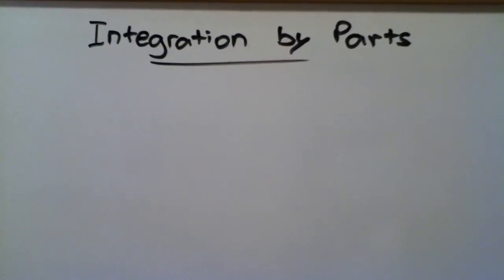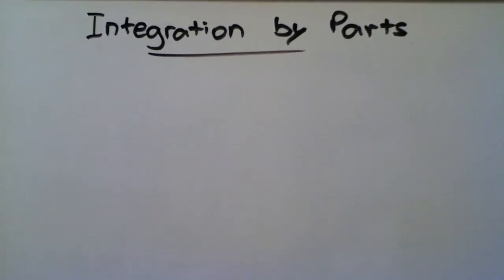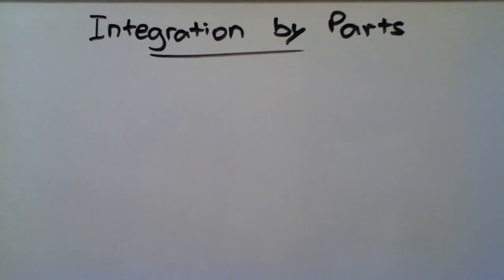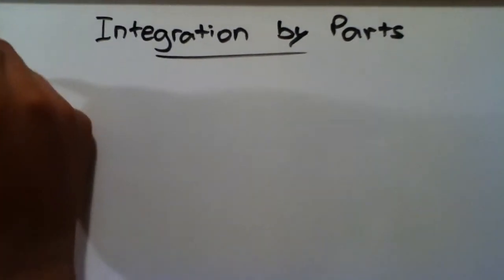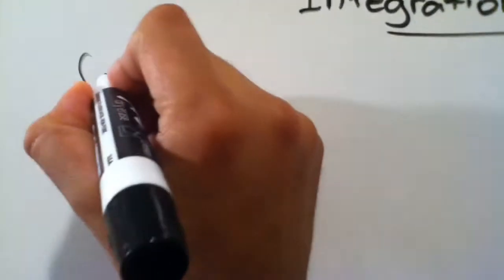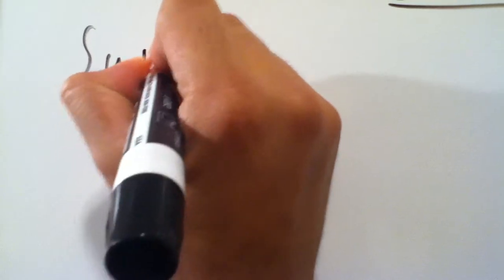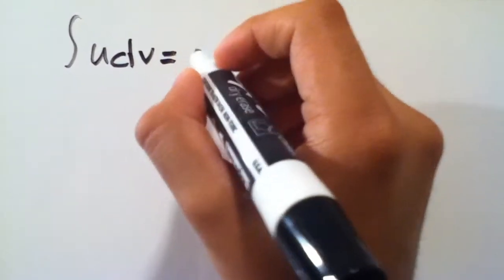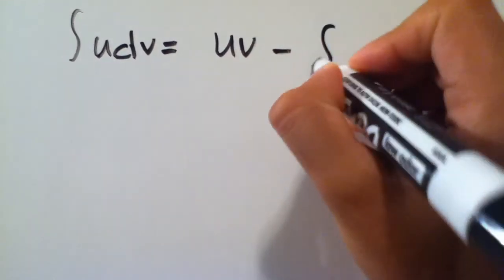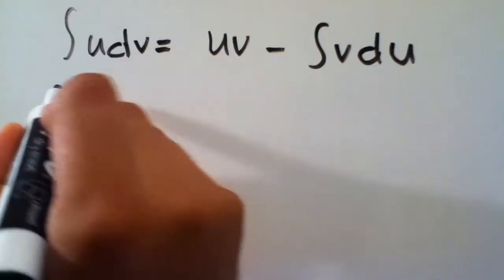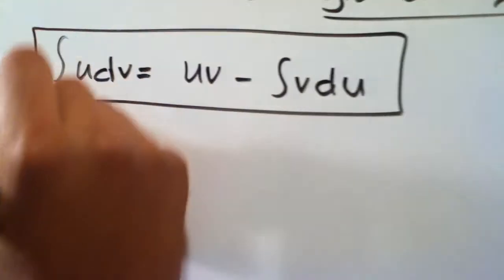It's a great method of doing integrals that allows us to do more complex integrals and integrals that have more than one function in them. So the basic formula for integration by parts is the integral of u dv is equal to u times v minus the integral of v du. This is a very important thing.